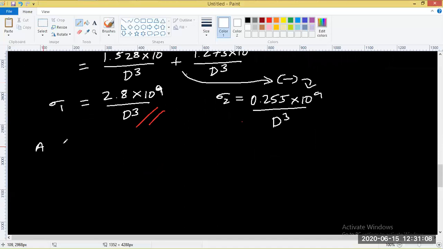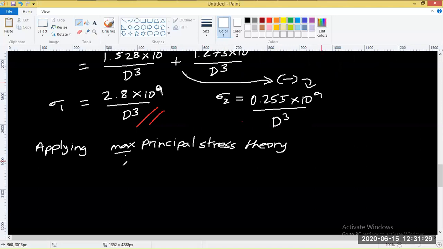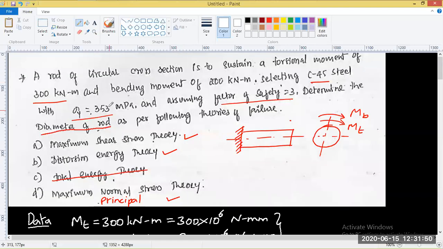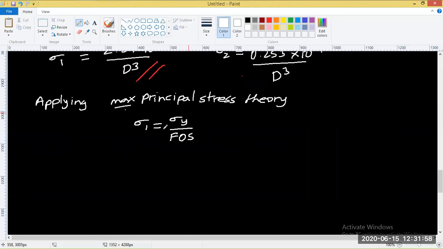Okay, now for maximum principal stress theory. Applying maximum principal stress theory, what happens here now? Maximum principal stress theory states that sigma 1 equals sigma y, the yield, by factor of safety, FOS. You see here we have the yield stress value, 353 megapascal, nothing but Newton per mm square. So our maximum principal stress theory states that we should not exceed this value, that is the yield divided by factor of safety. So if you exceed it, it means that it's a failure.